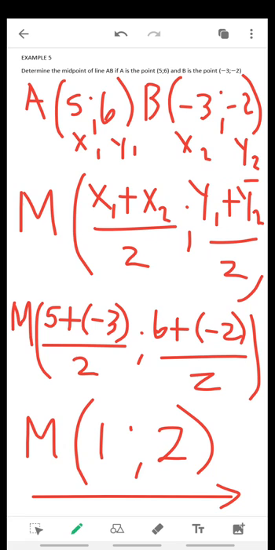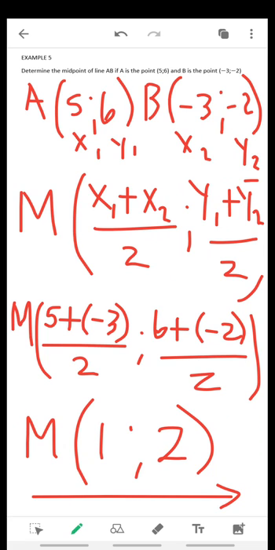What is your x1? 5. x2 is minus 3. Look at what I've done. I've put small brackets around the minus 3. But the plus is still there because it is part of the formula. Why do we put brackets? Because you will need to use your grade 8 operations, multiplying a positive and a negative. That is all over 2.